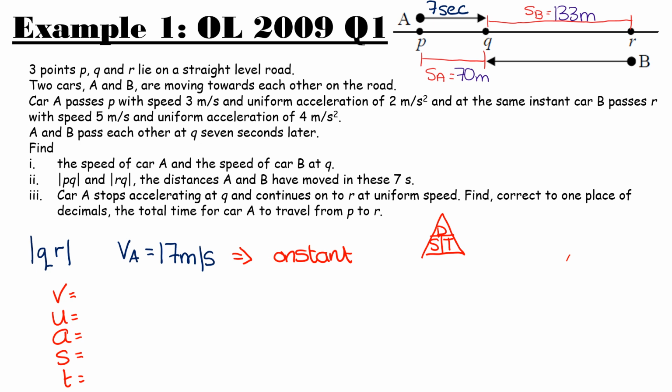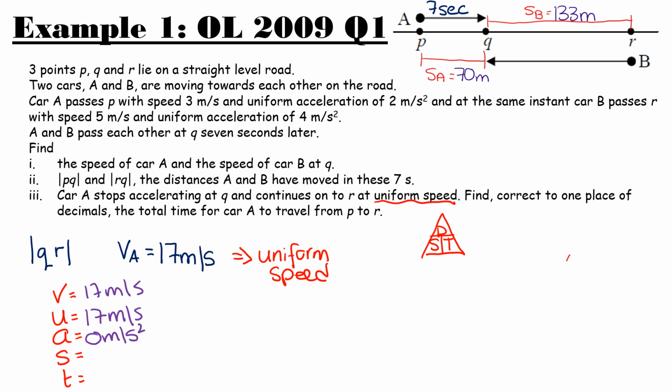Instead of constant, I'm going to use the words that are in this question, which is uniform speed. Uniform speed means it doesn't change. So that means it's going to start at 17, it's going to end at 17, and there is no acceleration. We know how far it travels, and that's going to be 133 meters. And then all we're looking out for is time.